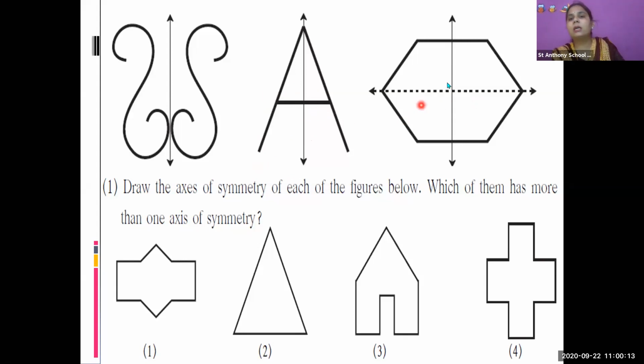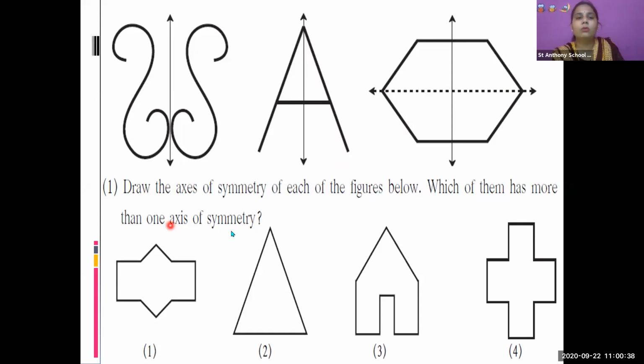Now in this diagram also, more than one axis of symmetry is there. See, from this side we can draw an axis of symmetry. From this part also we can draw an axis of symmetry. Similarly, from this part also, and from this part also we can draw an axis of symmetry, which fall exactly on each other.